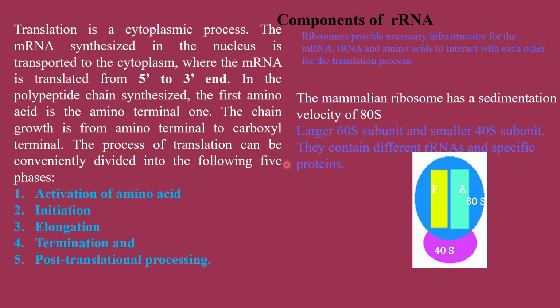The process of translation can be conveniently divided into the following 5 phases. These are the 5 phases: activation of amino acid, initiation of the process, then elongation of the process, then termination. Then after that, post-translational processing of the newly synthesized protein.